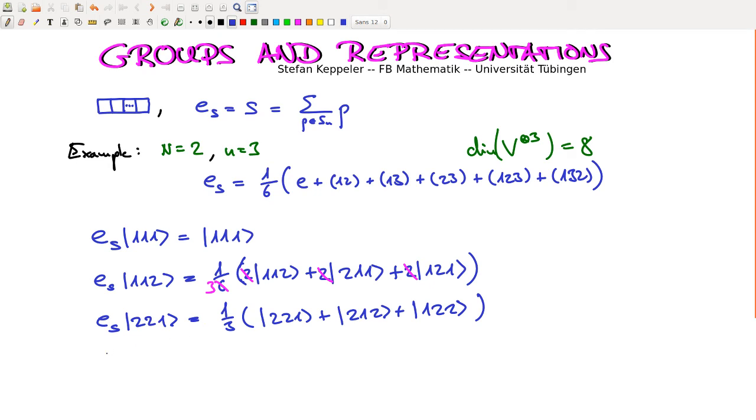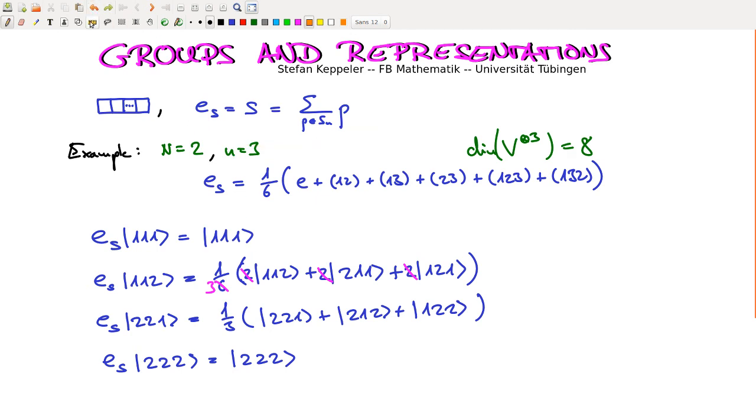And finally, when we apply ES to 2, 2, 2, that's invariant again. And of course, if we apply ES to, say, this one here, we get the same result as here, and so on. So these are all the vectors we find by projecting with this total symmetrizer.